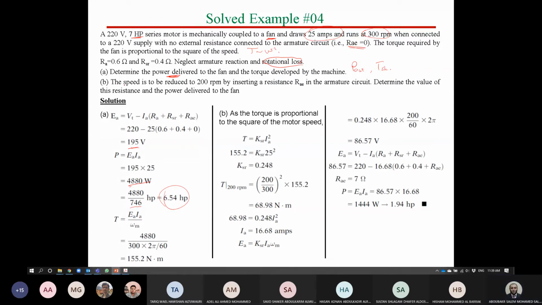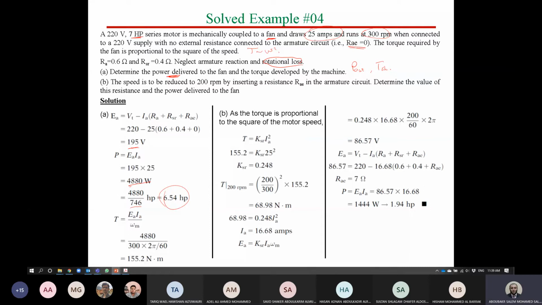Number B, the speed is to be reduced to 200 RPM. How? By inserting a resistance in the armature circuit. So now, this is considered as adding resistance speed control. If we add resistance, what will happen to the motor? What will happen to the speed?